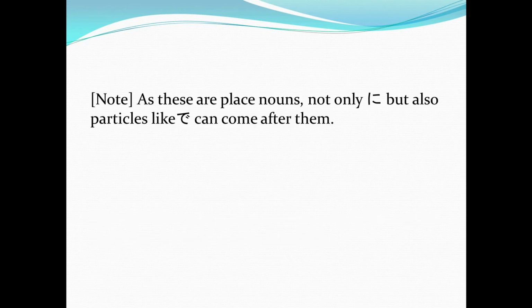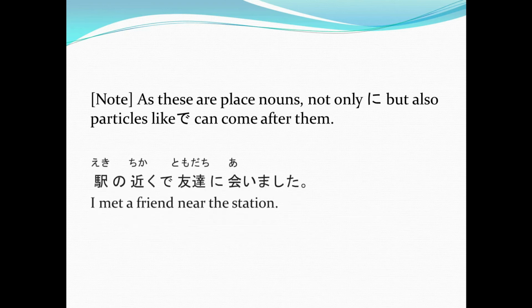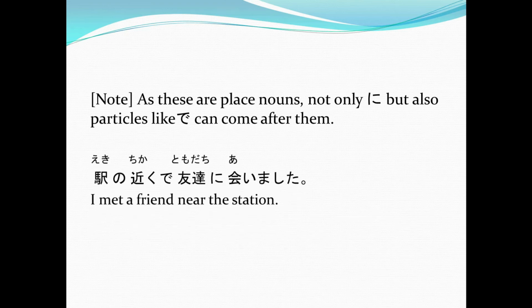Note, as these are place nouns, not only ni but also particles like de can come after them. Example, Eki no chikaku de tomodachi ni aimashita. Again, Eki no chikaku de tomodachi ni aimashita. Or, I met a friend near the station. In this case, we use the particle de because Eki no chikaku, or near the station, is where the action took place, or where the speaker met his friend.